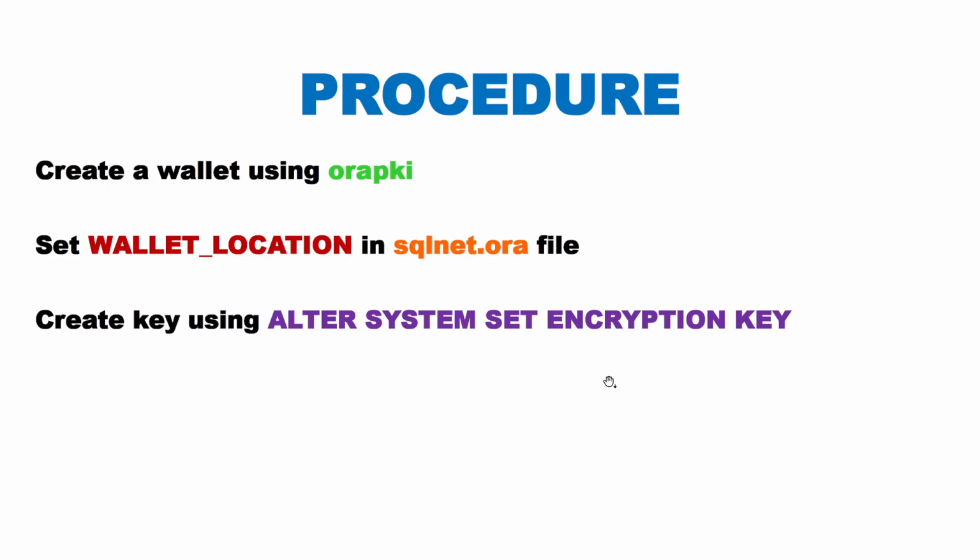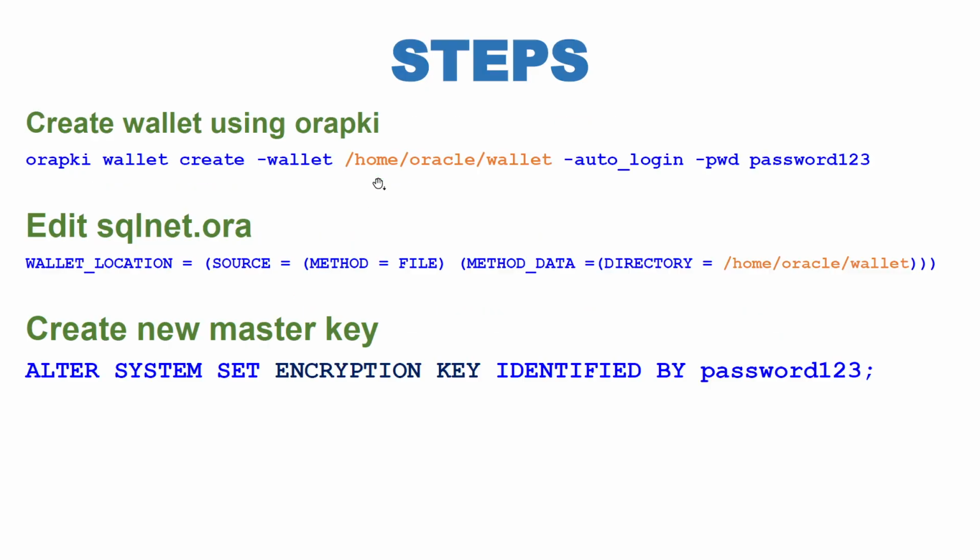Now, this is the procedure. Create wallet using orapki, set wallet location in sqlnet.ora file, create key using alter system set encryption key. So there are only 3 steps. Let me repeat. Create the wallet, set the wallet location, create the key. Let's see these steps in detail.